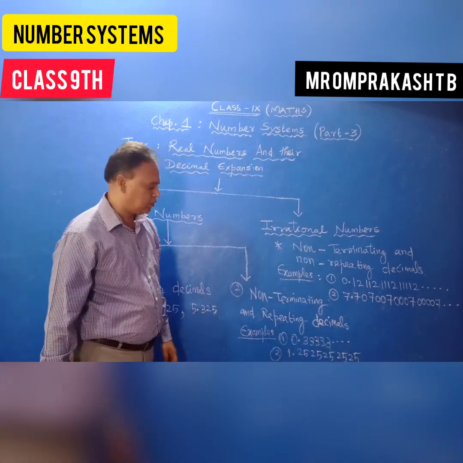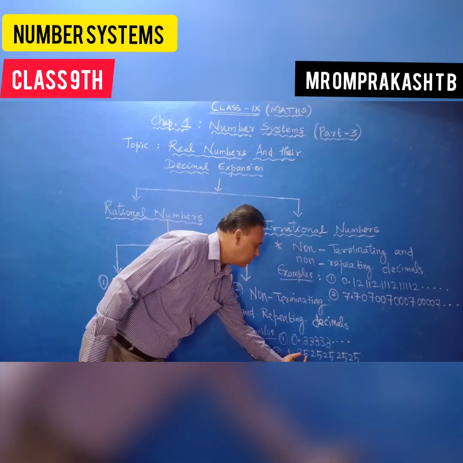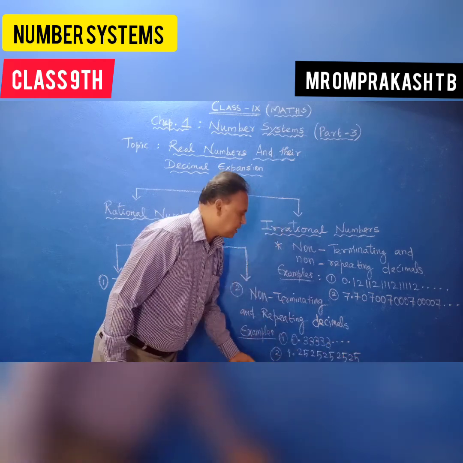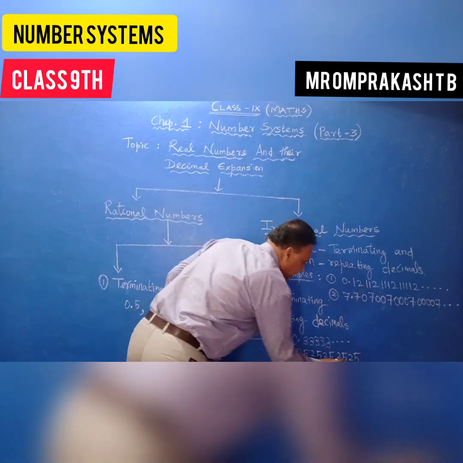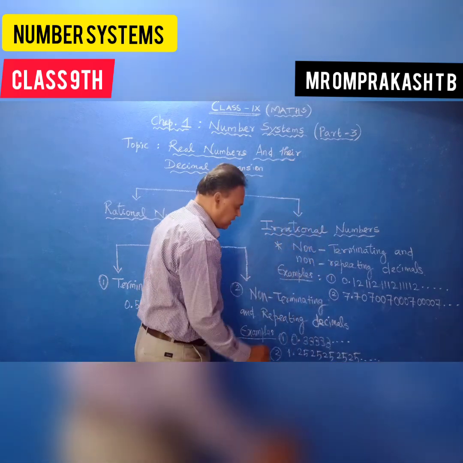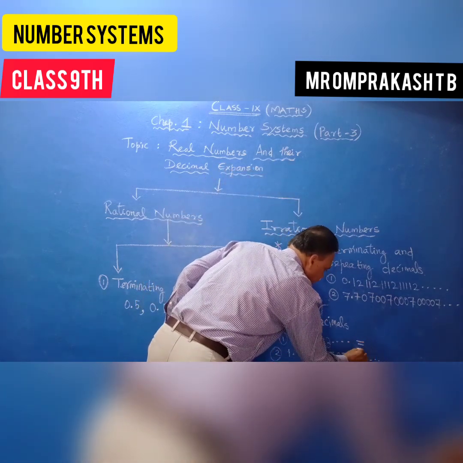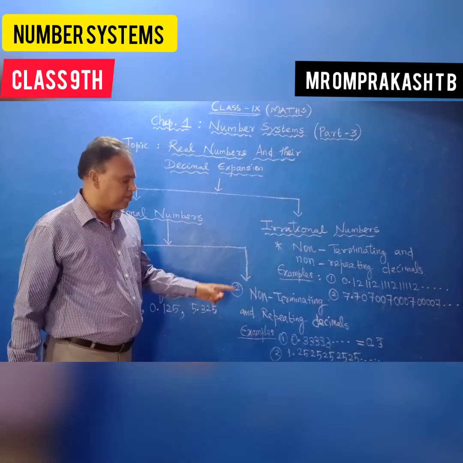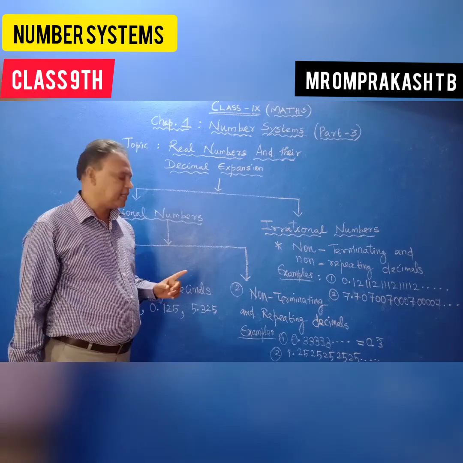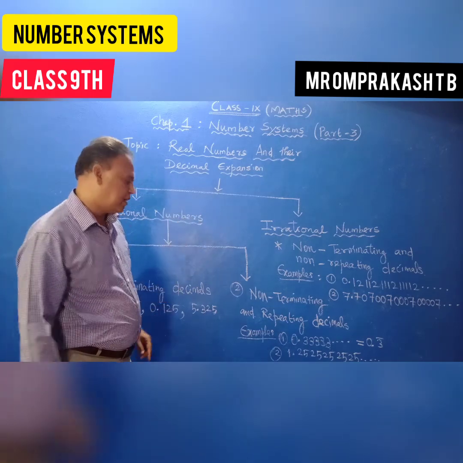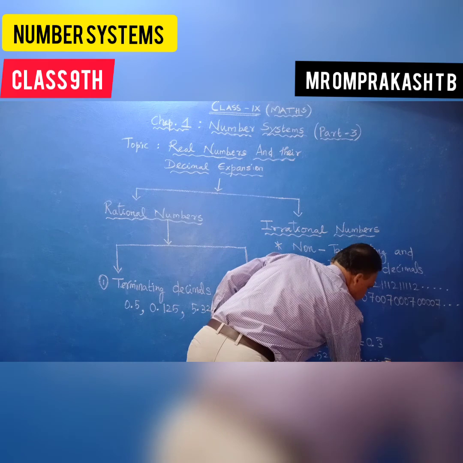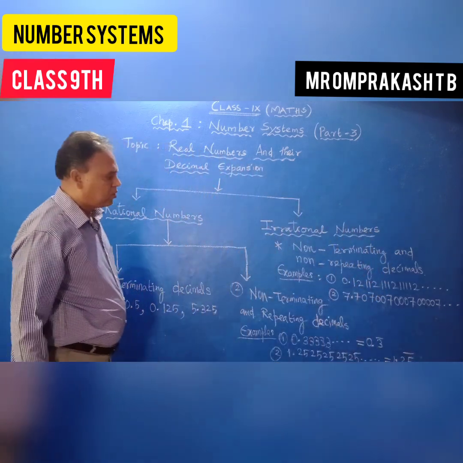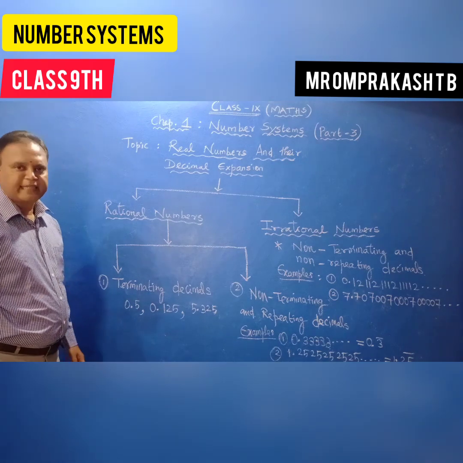Next example, 1.25252525, like that. So this group of digits, 25, is repeating. That is never ending, it is going on. That's why we can simply write it as 0.3 bar. The repeating decimals you can write with a bar. In the same way, here 1.25 bar, like this you can write.